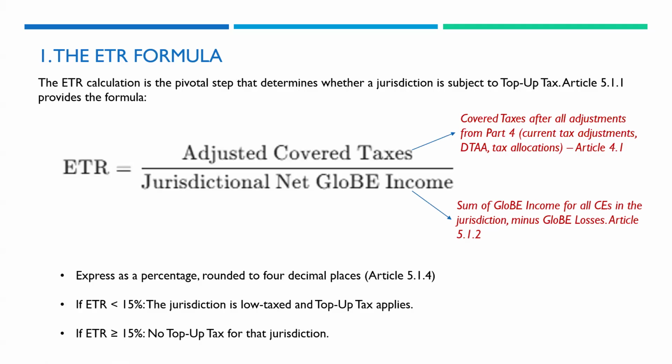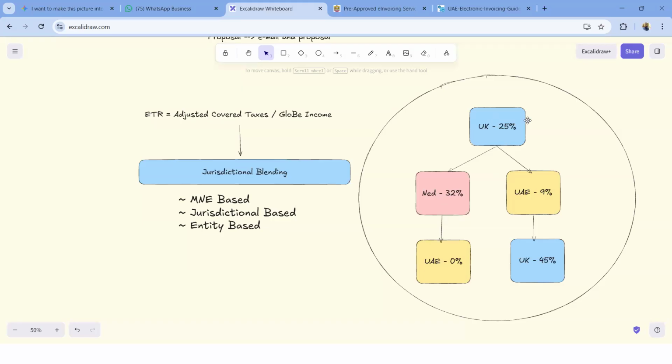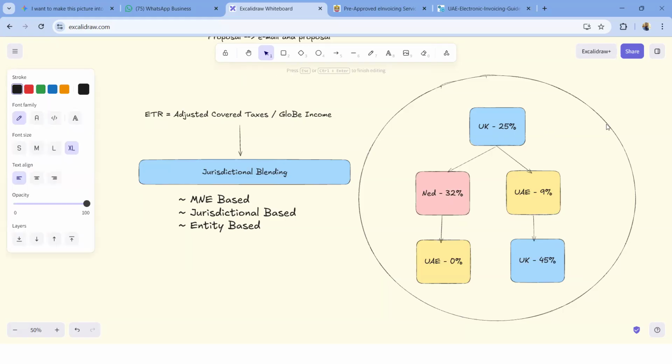So let's say that there are two entities in the UK. This one is having 10,000 profit and this one is having 50,000 minus. So what would be the net jurisdictional GloBE income of UK? This is having GloBE income of 1 million, and this is having a loss of 500,000. So what would be the jurisdictional GloBE income of the UK of this group? What is the jurisdictional income of the UK?